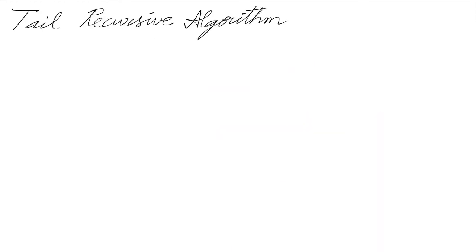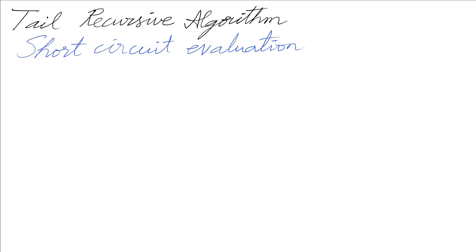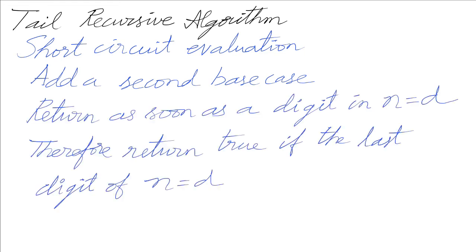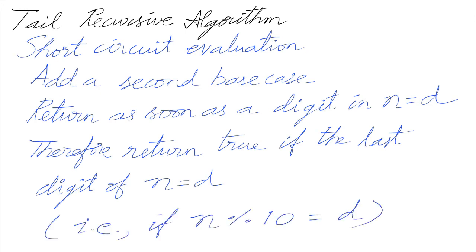Let's now look at the tail recursive algorithm. We will use short circuit evaluation. We add a second base case. We return as soon as a digit in n is equal to d. Therefore, return true if the last digit of n is equal to d. That is, if n modulo 10 is equal to d.